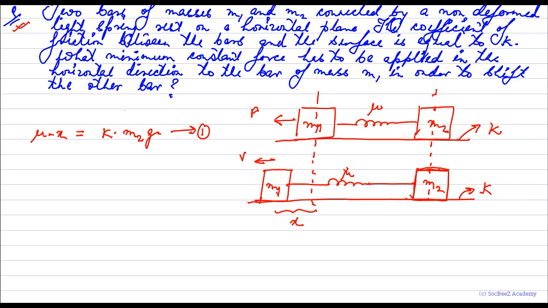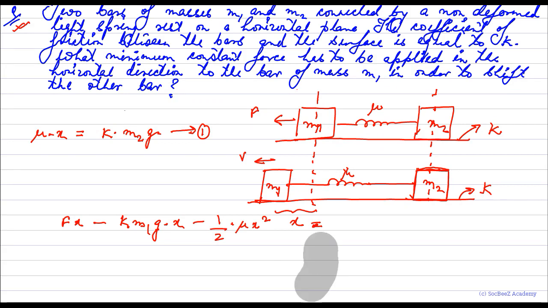Fine. So if I write down the work energy theorem, the positive work which is done on the system is going to be plus F into X. This is the positive work done. The negative work done by the frictional force is minus μ into M1 into g into X, and the work done by the spring force is negative in this case, since the force and the displacement are opposite. So I shall be writing minus half into k into X square. This must be equal to half into M1 into V square. This is the change in the kinetic energy of the system.